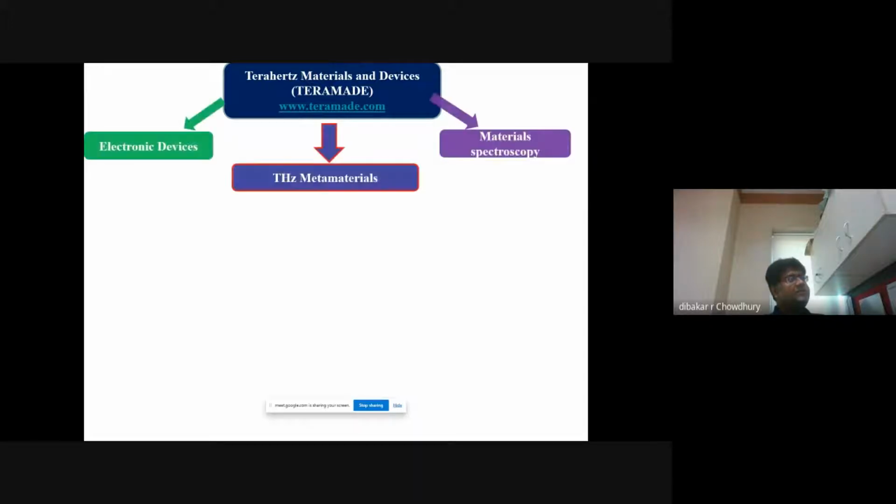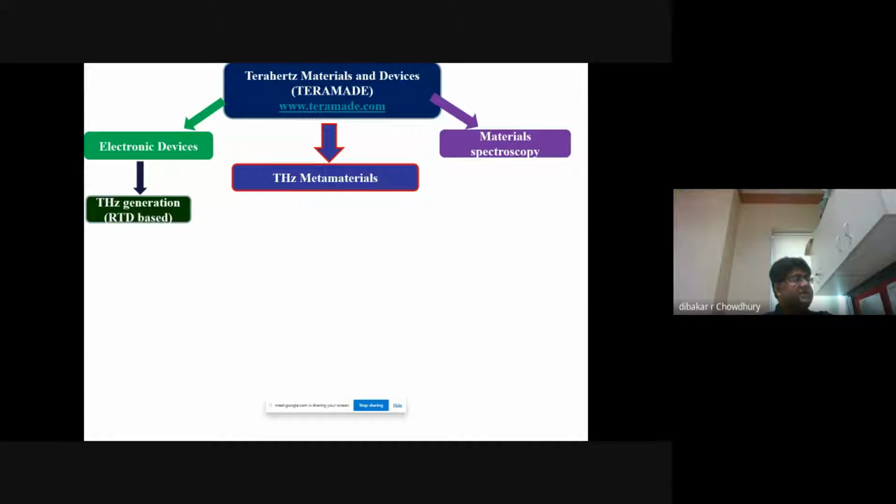Now, what are our activities? Broadly, our activities can be categorized into three parts. One is terahertz electronic devices, another is material spectroscopy for terahertz, and another is terahertz metamaterials. In terahertz electronic devices, we study terahertz generation and detection, mainly resonant tunneling diode based devices.